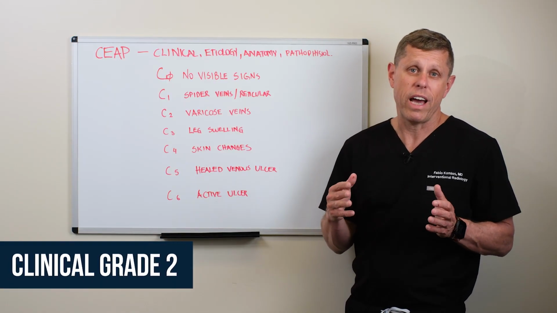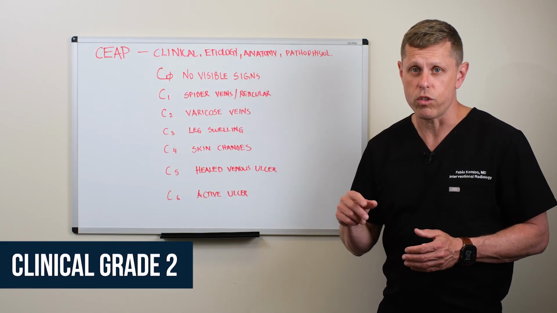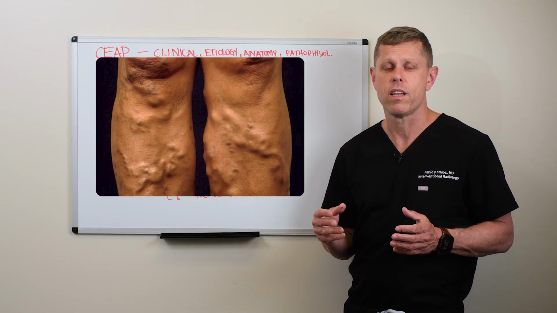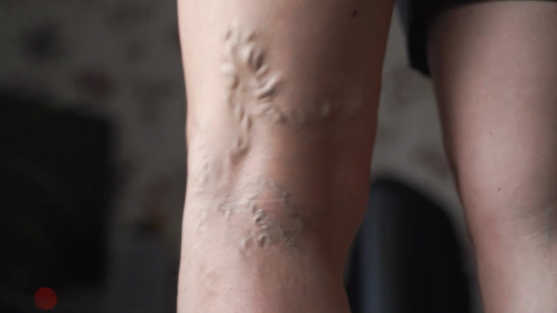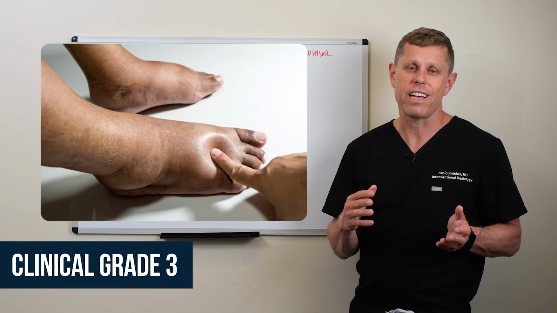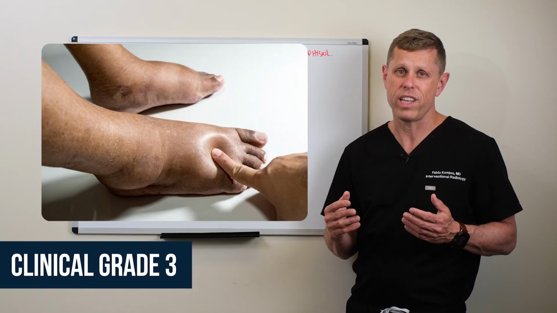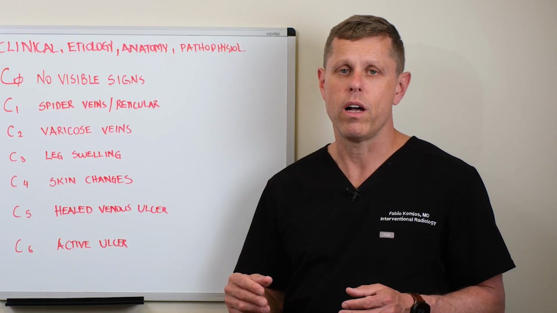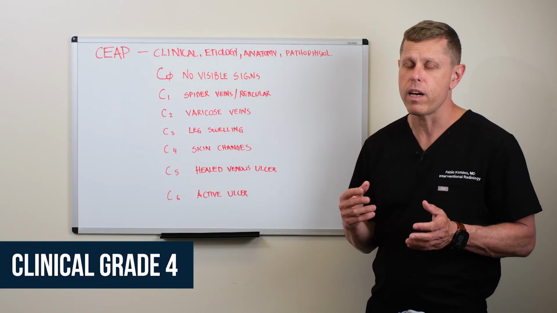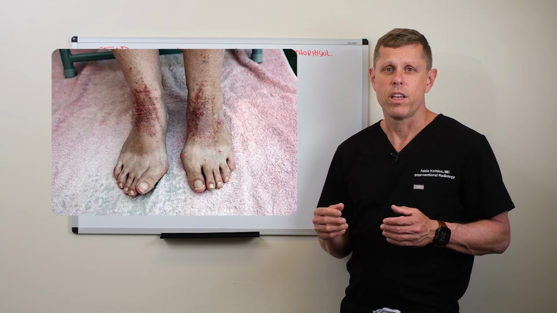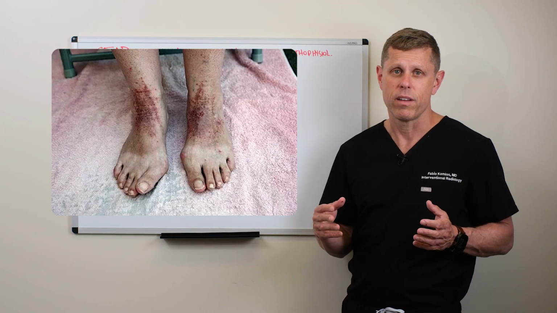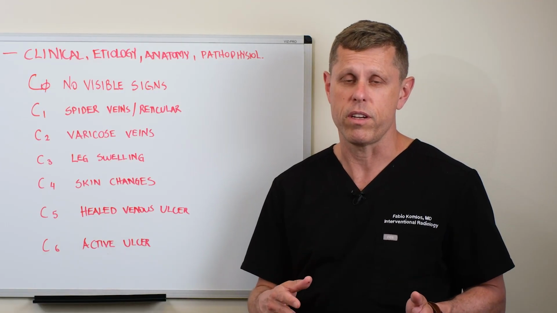C2 is when you have visible varicose veins, which are those elevated veins that look like a bag of worms underneath the skin. They can be twisted and ugly. They can be large. People don't like them. C3 is when you have leg swelling, also in medical terms called leg edema, when your ankle swells. C4 is when you have skin changes. Your skin may become brownish, it may become thickened, it may become dry. It's called venous eczema. And that's when things start getting more severe.